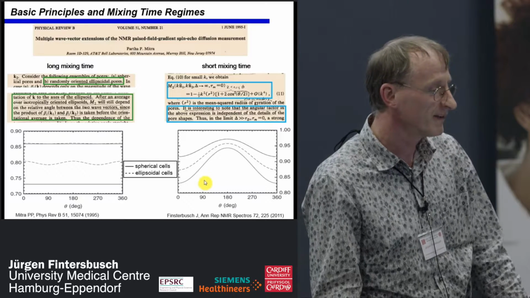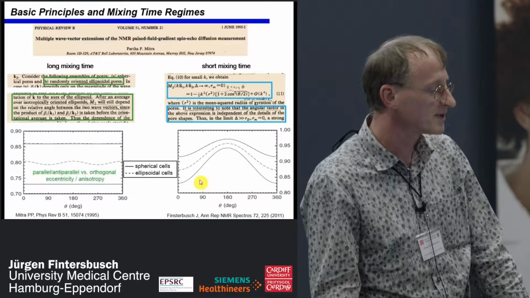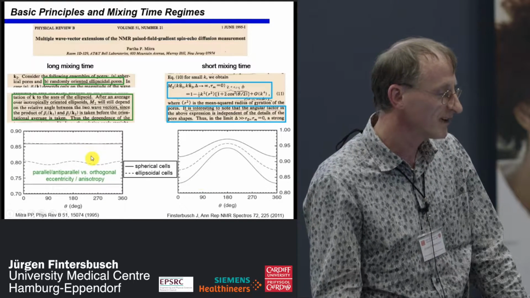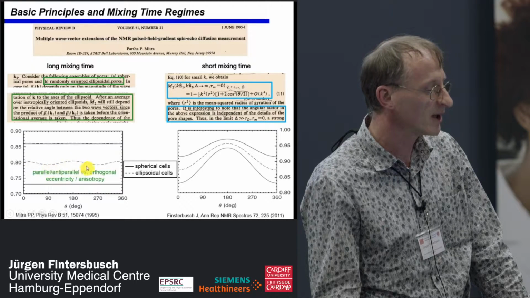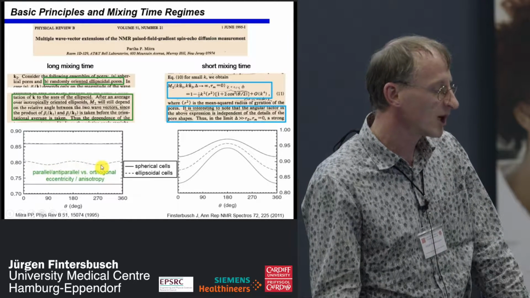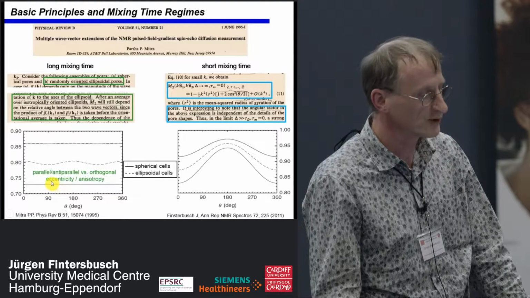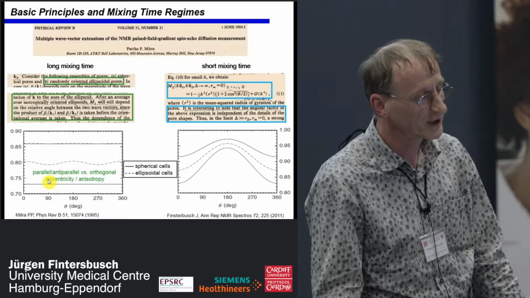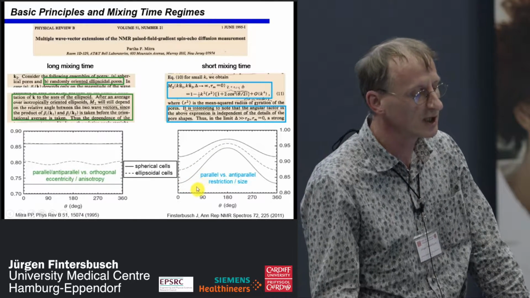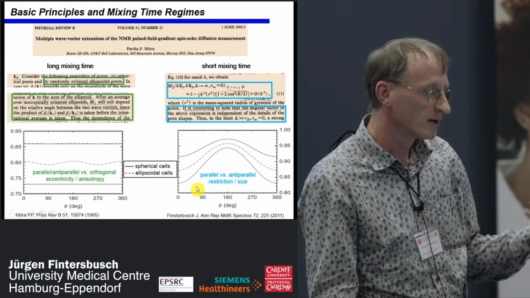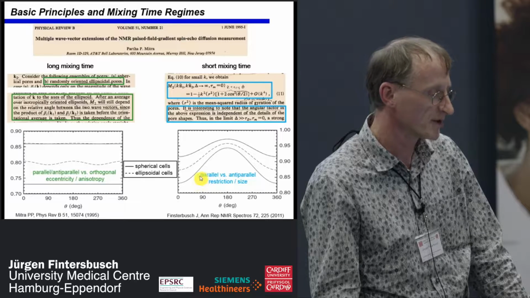So we have two different effects that can be observed or are added to the double diffusion encoding experiment. One is this anisotropy effect, let's say at long mixing time, a signal difference between parallel, antiparallel, and orthogonal diffusion weightings that reflects eccentricity and could be used to detect diffusion anisotropy. And the other one, occurring at short mixing time, is a signal difference between parallel and antiparallel diffusion directions that is a fingerprint of restriction and could be used to estimate compartment or cell or pore sizes.